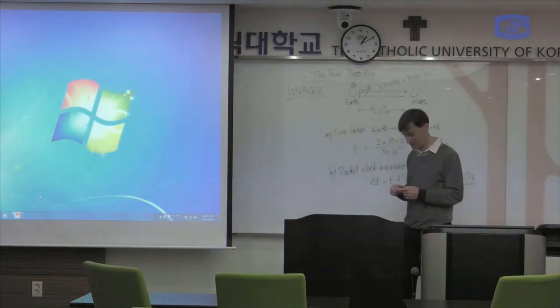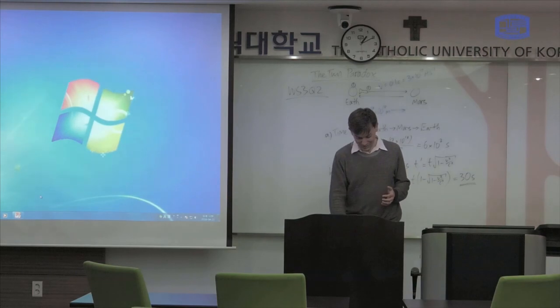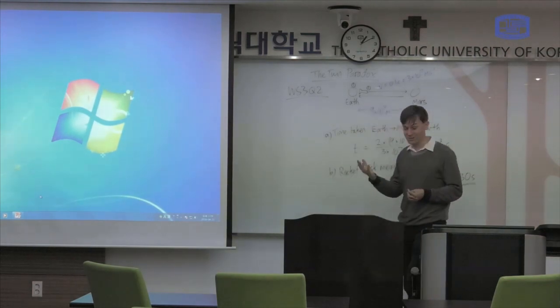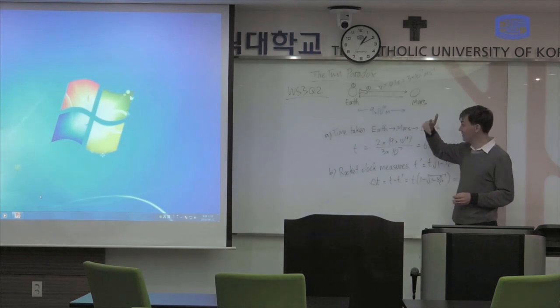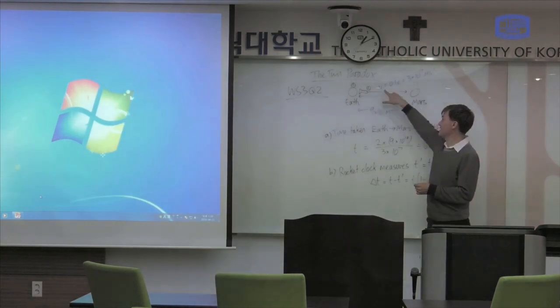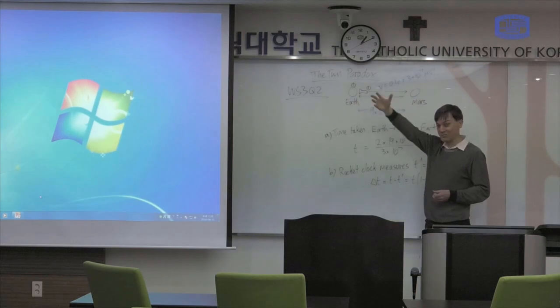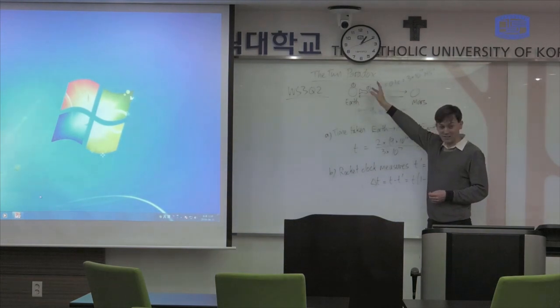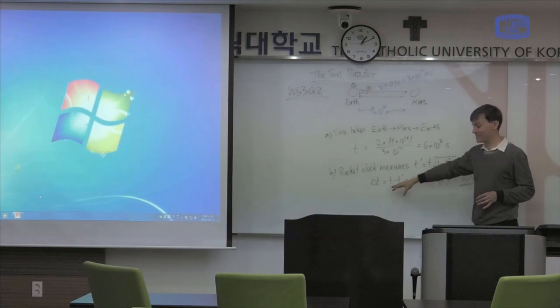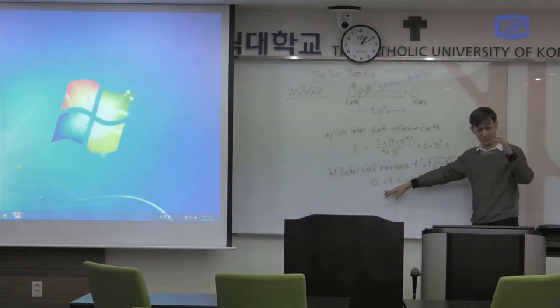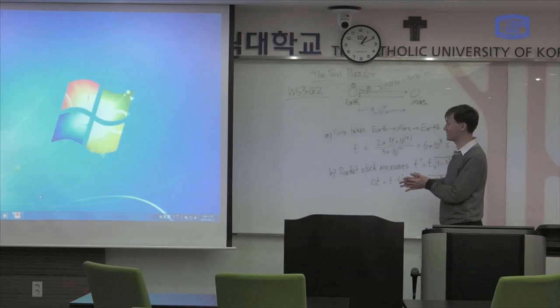Okay, so that's the end of that question. Well, there's a part C as well, which just asks you to consider the same thing with a higher velocity. The higher the velocity, the less time it takes for the rocket to travel, but the larger the time dilation effect is. So it turns out that you end up measuring a greater time difference the faster you're going. That's part C of the question, which I won't do.